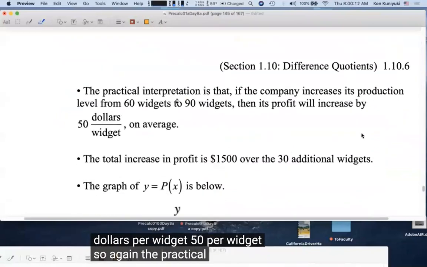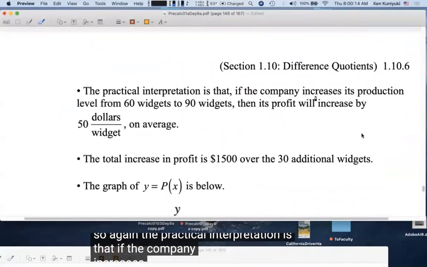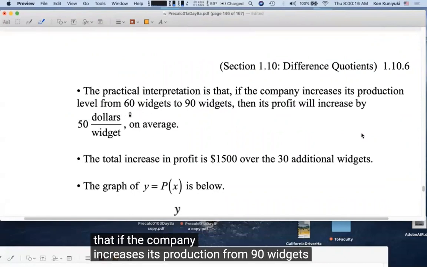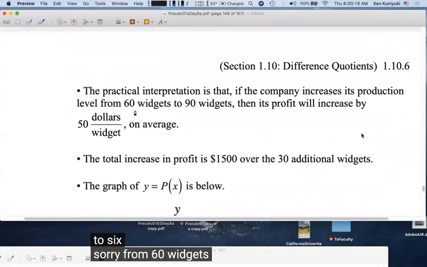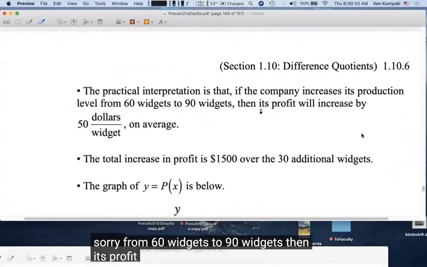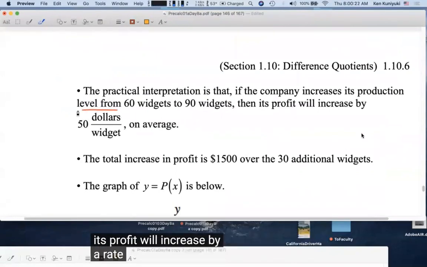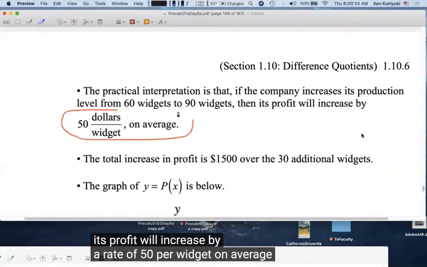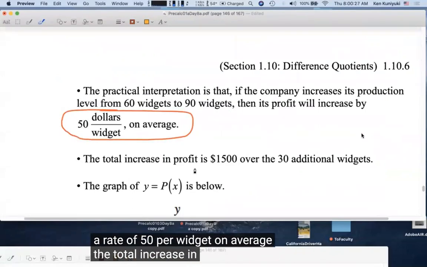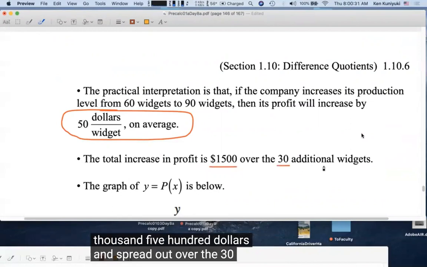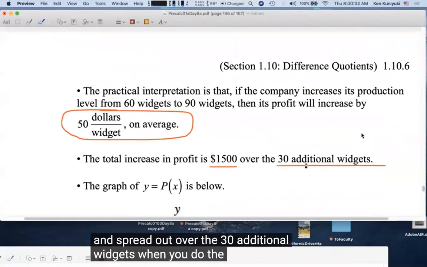So again, the practical interpretation is that if the company increases its production from 60 widgets to 90 widgets, then its profit will increase by a rate of $50 per widget on average. The total increase in profit is $1,500 and is spread out over the 30 additional widgets when you do the average rate of change.